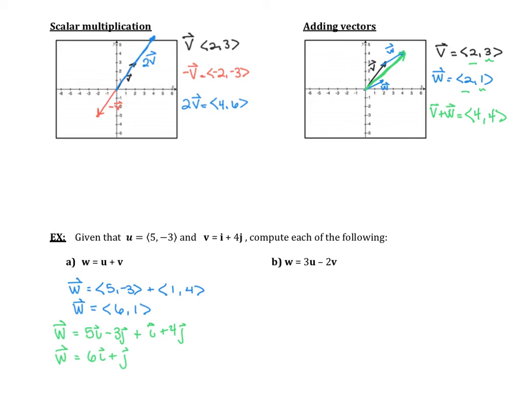Okay, how'd you do? All right, finally, if we look at the last one, W equals 3U minus 2V, we would get W equals 3 times the vector 5, -3, minus 2 times the vector 1, 4. So we would get 15, -9, minus 2, 8, or plus -2, -8, either way. So 15 minus 2 is 13, and -9 minus 8 is -17. So in this instance, my W would be 13, -17. All right, how'd you do?